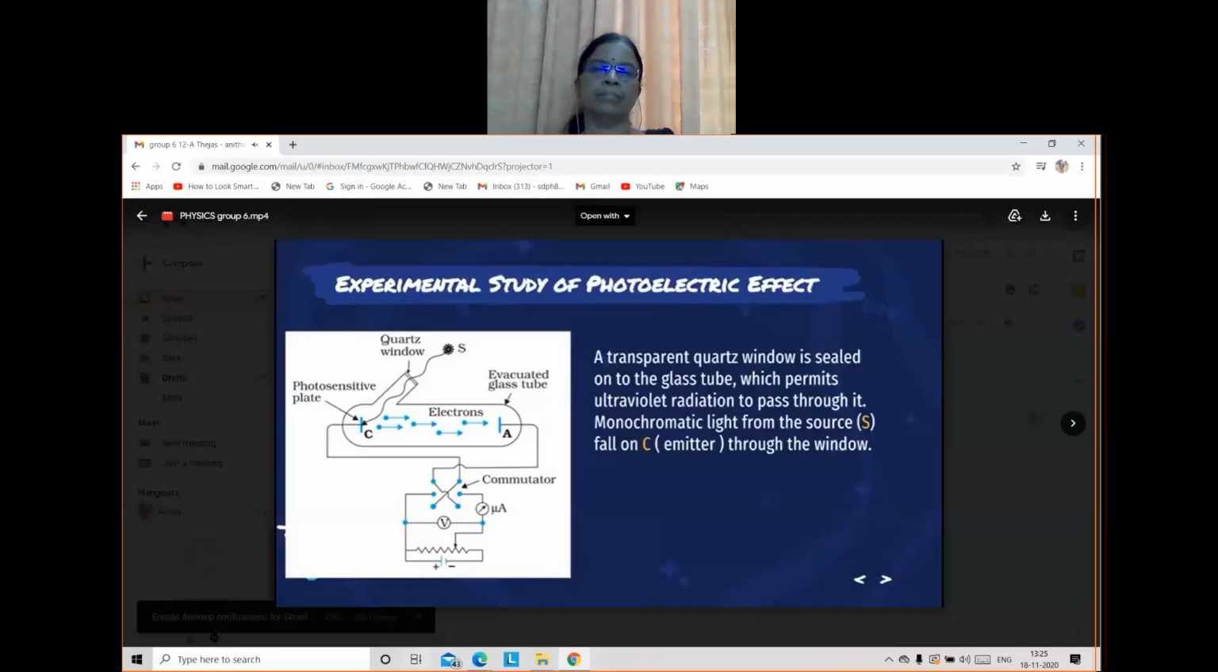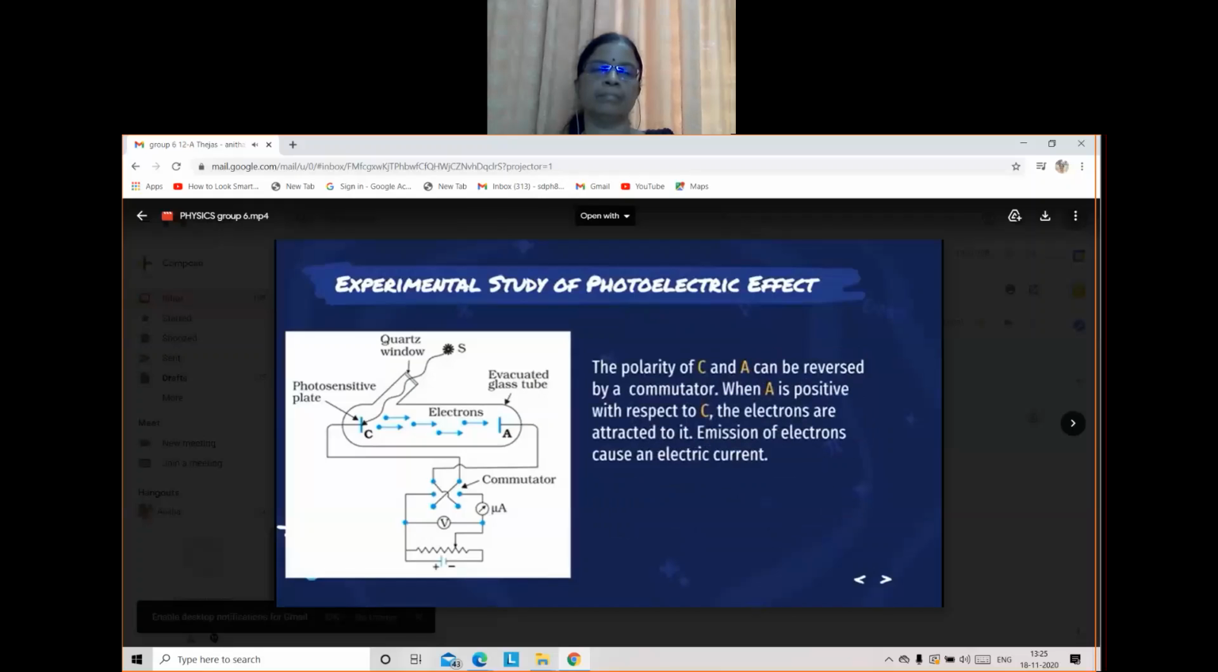The electrons are emitted and are collected by plate A by the electric field created by the battery. The polarity of C and A can be reversed by a commutator. When A is positive with respect to C, the electrons are attracted to it. Emission of electrons causes an electric current.